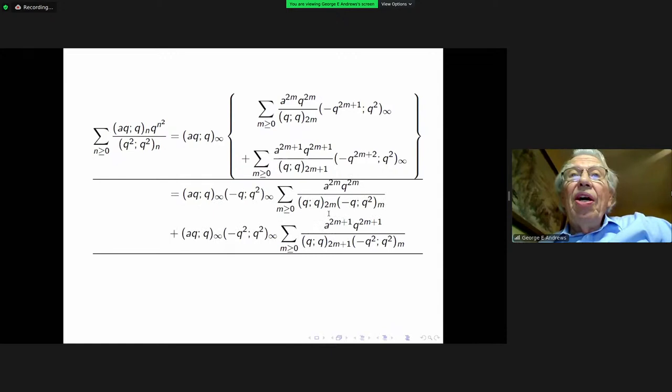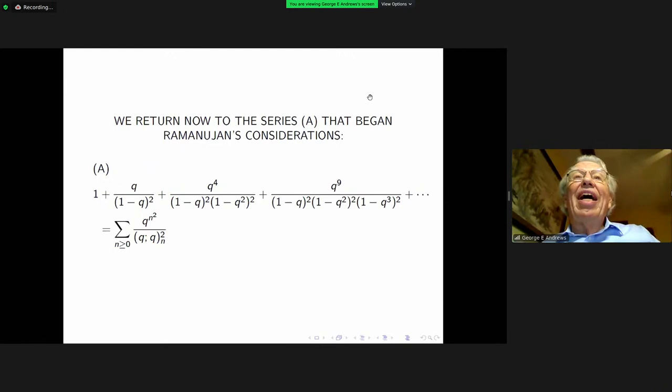So we have now returned to series A. Okay, let us recall series A, because that is, right after the introductory sentence, the first thing that Ramanujan looked at, this infinite series. And I suggest to you that one of the things that might have intrigued Ramanujan would be, could I operate with the Heine method on this infinite series? And the answer, at least as it stands now, is no.